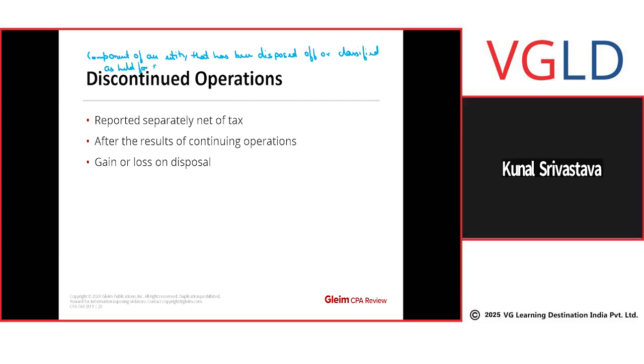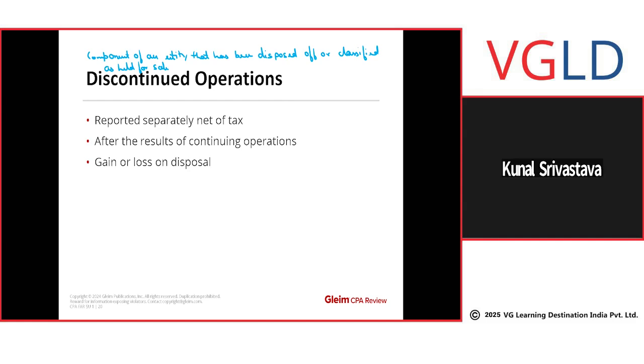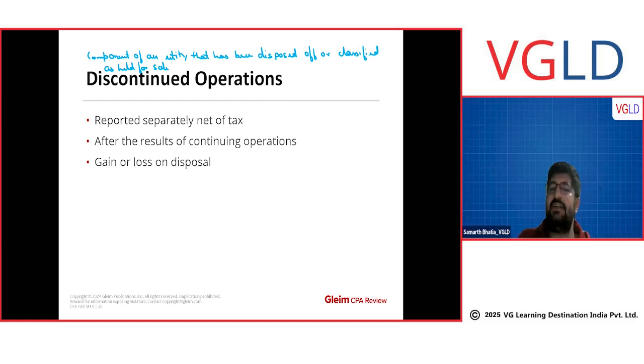Sir, here held for sale is specific for the asset, not for inventory, right? Right. So inventories are normally always held for sale. Only fixed assets we classify as held for sale, because inventory, suppose you have stock in your warehouse, is always meant for sale. But specific assets like machinery, some building, some equipment, we have to keep as held for sale.